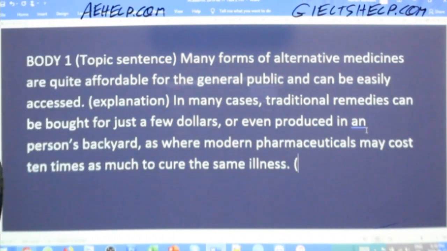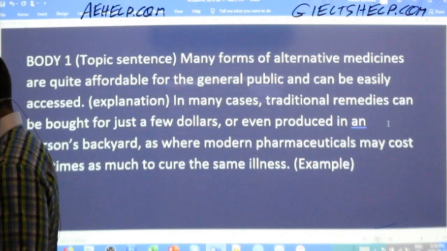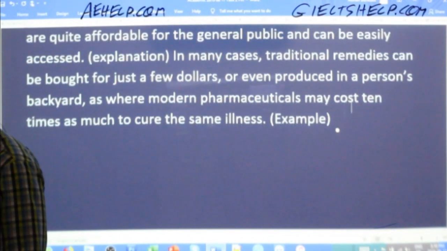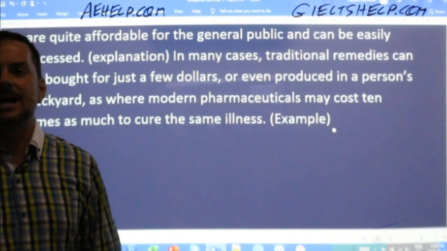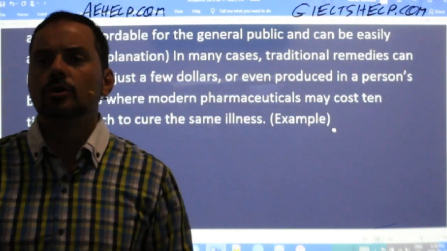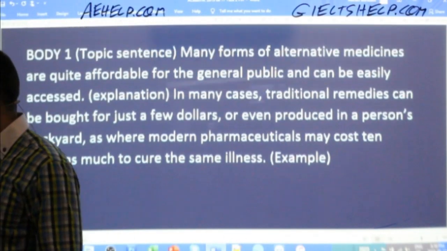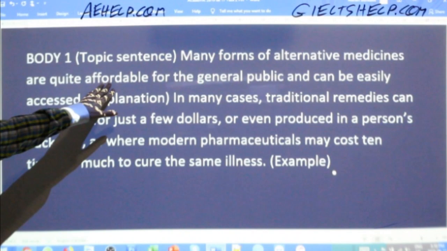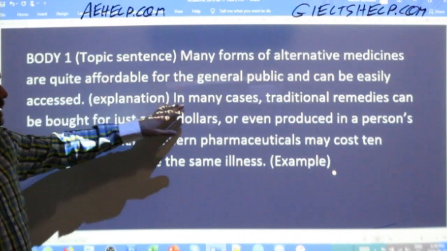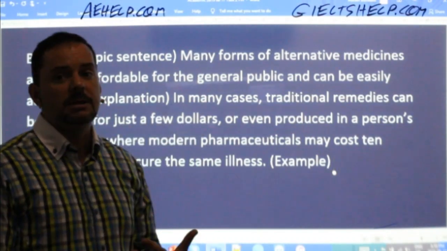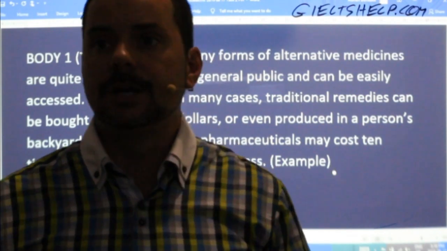Let's include an example. So again, this is third person. Do not write I or you. Give me some examples. Okay. Remember, the explanation should always explain the topic sentence. So the topic sentence is about the affordability of traditional medicines. So here I'm explaining that what that means is that it costs just a few dollars or can even be produced by an individual, right?